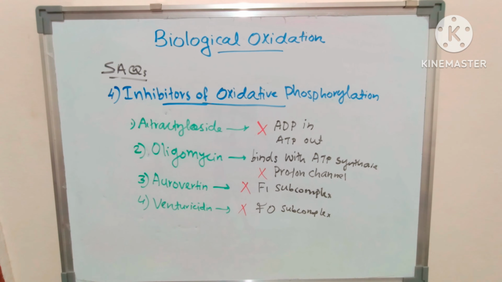Next question is inhibitors of oxidative phosphorylation. First one, atractyloside, which inhibits transport of ADP in and ATP out of the mitochondria. Second one, oligomycin, which binds with enzyme ATP synthase and blocks the proton channel. Third one, aurovertin, which inhibits F1 subcomplex. Fourth one, venturicidin, which inhibits FO subcomplex.